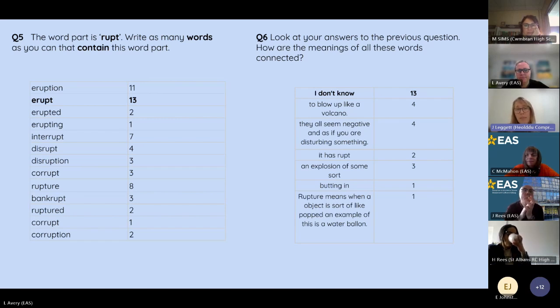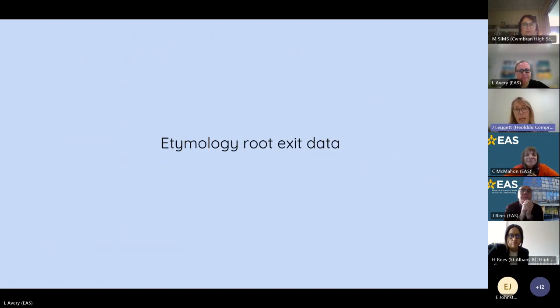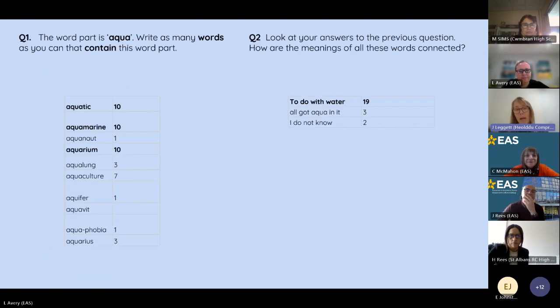And then we had here for 7, the highest by far was "percent", from the root of "cent". And again, 17 have no idea how the words they suggested linked. And then the exit data here, we then got "aqua". I gave them here "aquatic", "aquarium", "aquamarine". So we've got a greater range. And 19 have managed to say, we think it's to do with water.